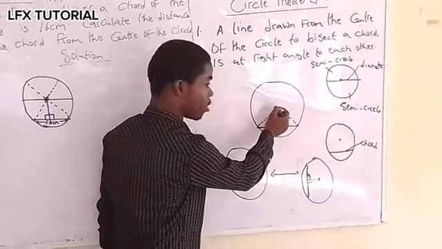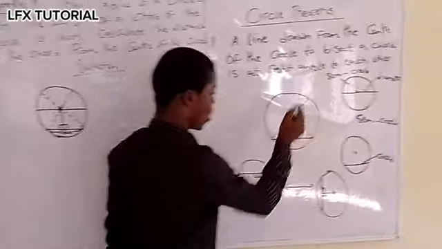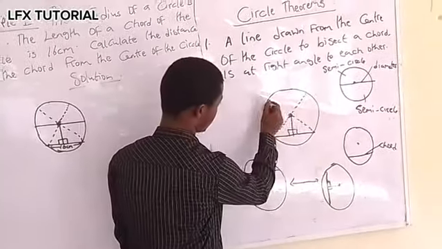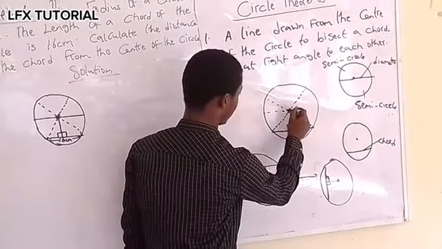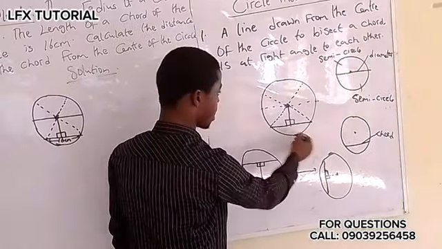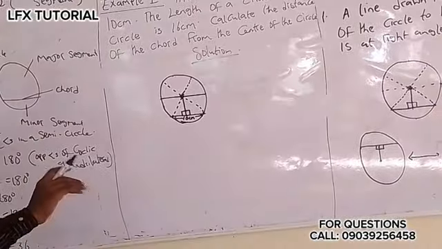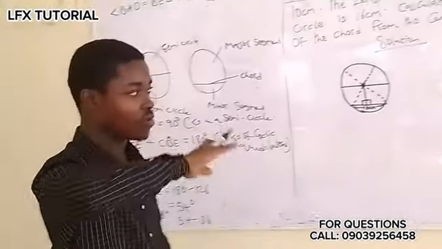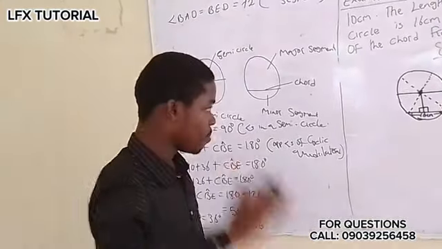If this is the center of the circle, you will see that from here, I'll have a diameter. And if I join this line here, I'll have another diameter. And if I do it again like this, I'll have another diameter. And if I move this one from here to this end, I'll have another diameter. Just remember that a diameter is a line that passes through the center of the circle and divides the circle into 2 equal parts.